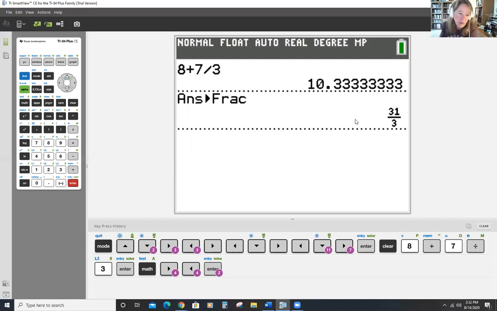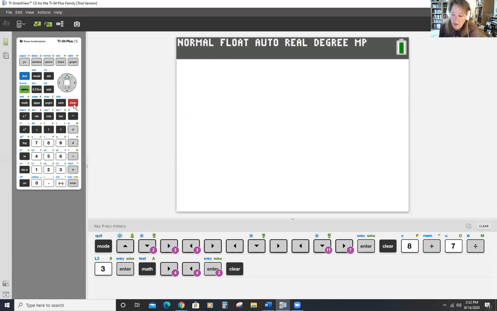Okay. So the next thing I want to talk about that makes this calculator a bit different, let's go ahead and hit clear. And I'm going to go ahead and clear out my key press at the bottom.